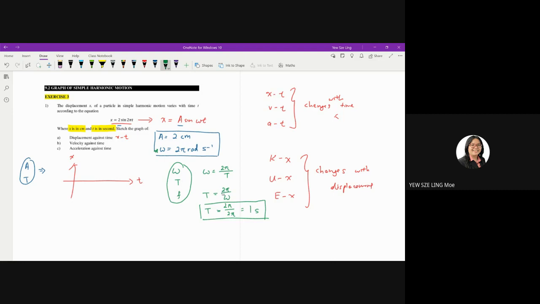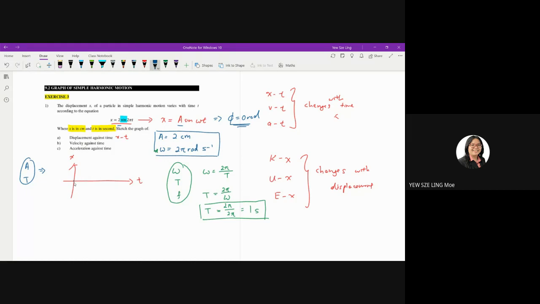Okay, now let's go back to the graph. So how are we going to sketch the graph then? You look at the equations. The equation given is x equals 2 sine 2 pi t. You have a sine graph, okay? And according to this equation, it shows us that our initial phase angle is equal to 0 radian, which means the object starts from equilibrium position because we have a sine graph. If you have a cos function and the initial phase angle is 0, then your object starts from amplitude. But now you are given a sine graph and the initial phase angle is equal to 0. Therefore, we know our graph starts from equilibrium position.